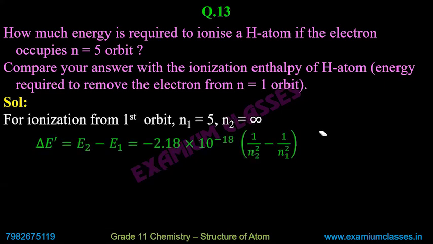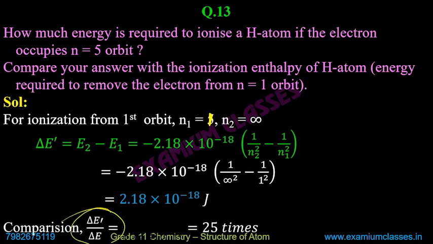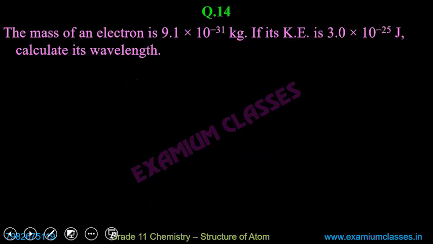Similarly, for first to infinite, n1 is 1 here, not 5. Substitute the values, you get the answer. And for comparison, you have the ratio. It means it will be 25 times. So when you remove from the first orbit, the energy required will be 25 times as compared to the energy required to remove when it is in the fifth orbit. That much high energy will be required.